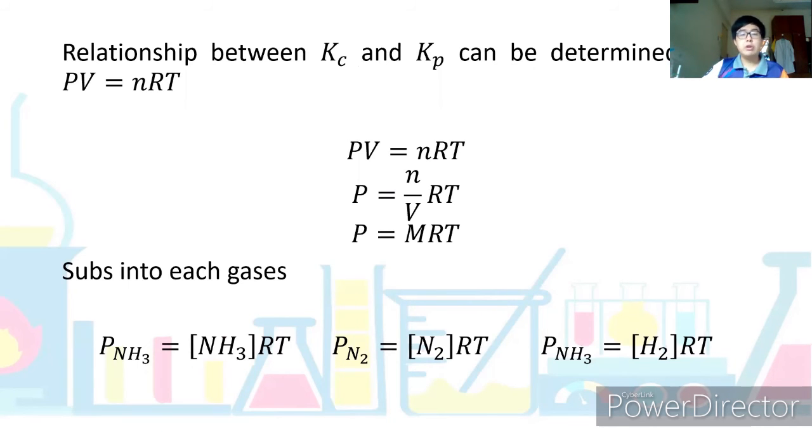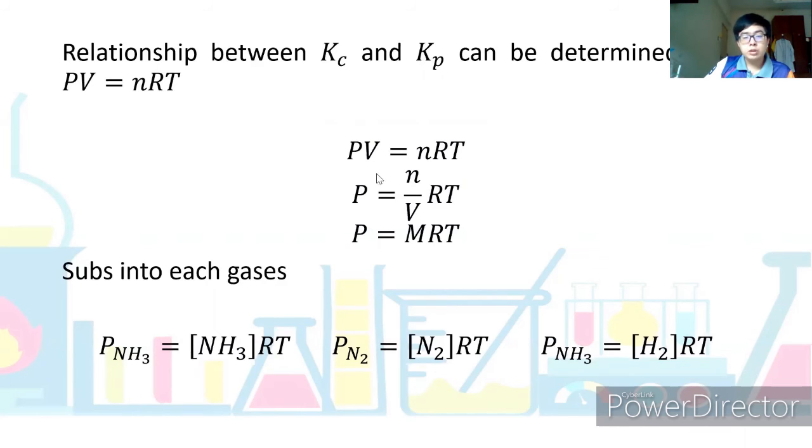So let us find the relationship between Kc and Kp. We can find the relationship by using the ideal gas equation, PV equals nRT, where R is our gas constant and T is the absolute temperature. n is the number of moles, V is the volume, and P is the pressure. So let us see the overall equation.